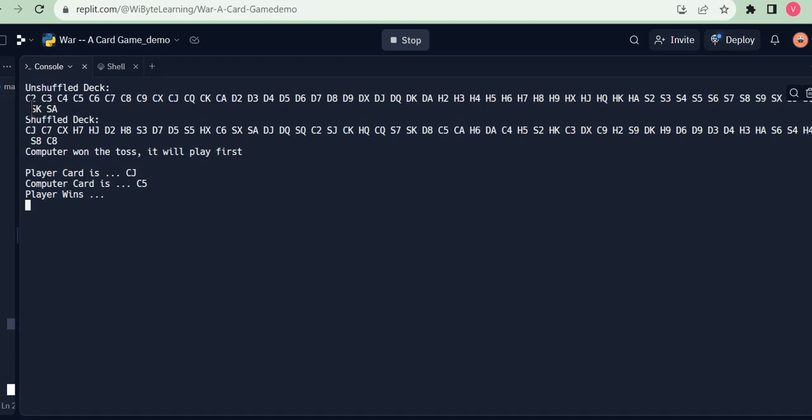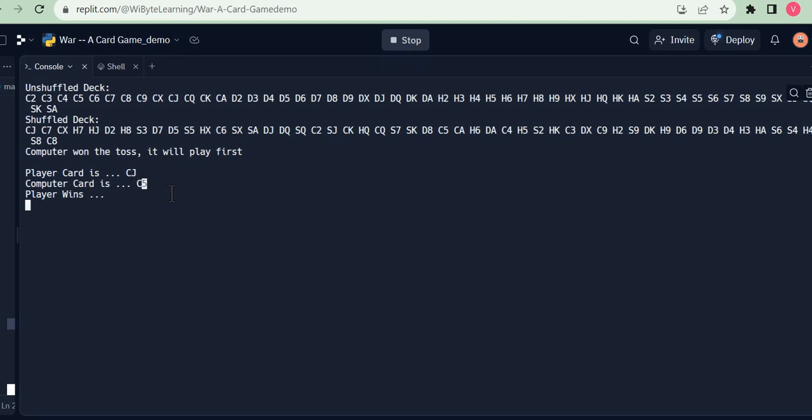Notice the unshuffled deck would be clubs of 2, 3, 4 until ace of clubs, then diamonds, hearts, and spades. Now we shuffle the deck before we play. The shuffling mixes up the cards. We play a toss. In this case, the computer has won the toss, so it plays first. Both the player and the computer play out a card. Notice the player's card is a jack and the computer's card is a 5.